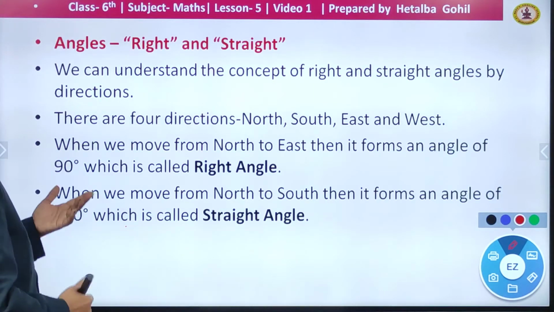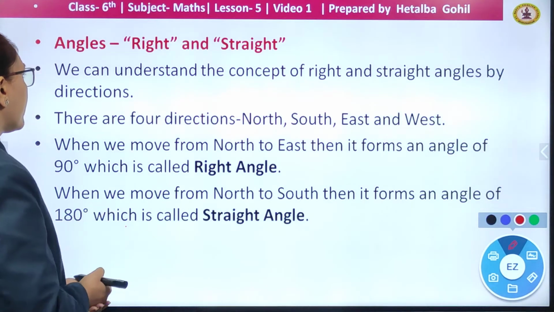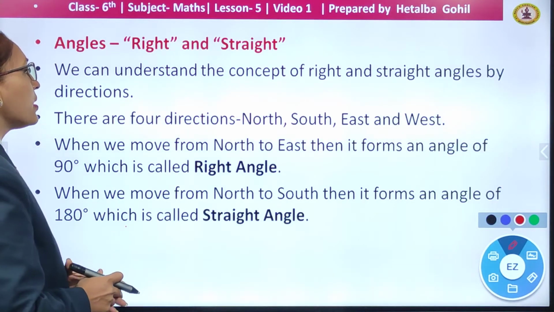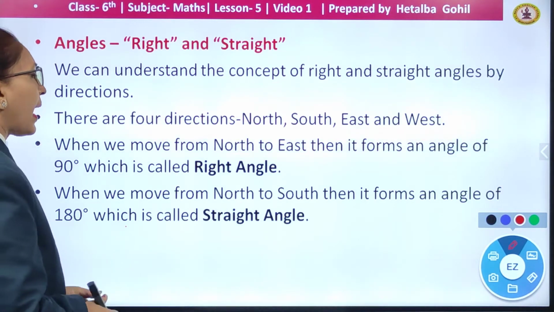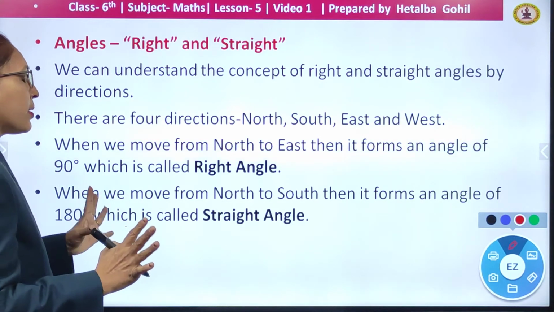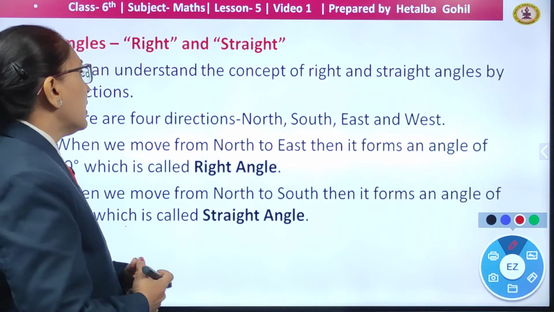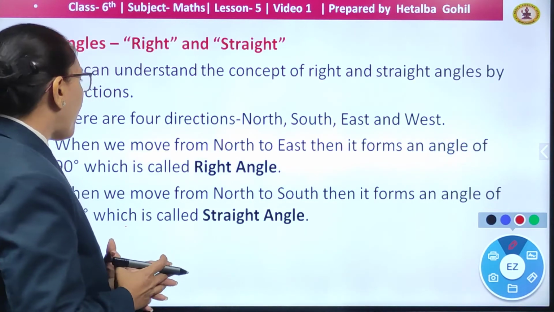Now, let us move towards angles, right and straight. We can understand the concept of right and straight angles by direction. There are 4 directions basically. In this chapter, we are going to learn with the help of direction: north, south, east and west.